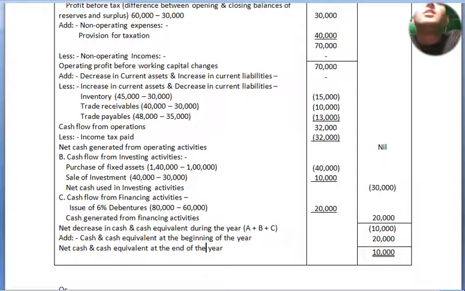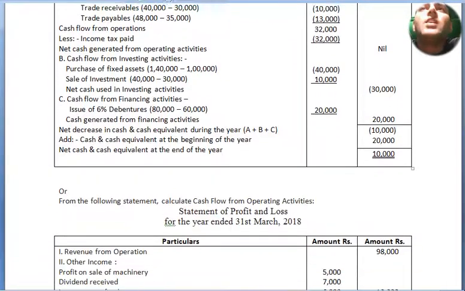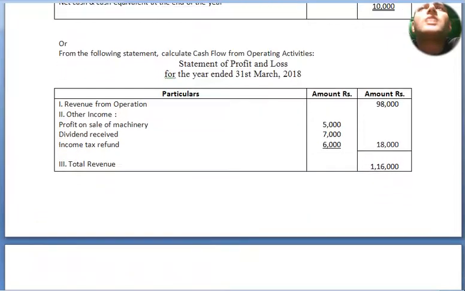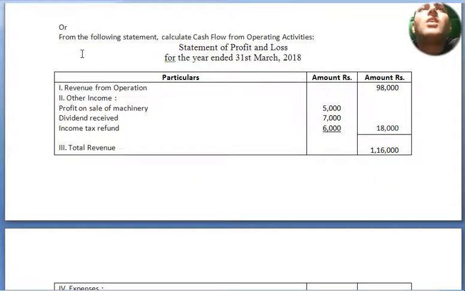At the end of the year we got 10,000, and our answer is tallying. Alright, now we move to another question, for 6 marks. From the following statement, calculate cash flow from operating activities. A statement of profit and loss has been given.